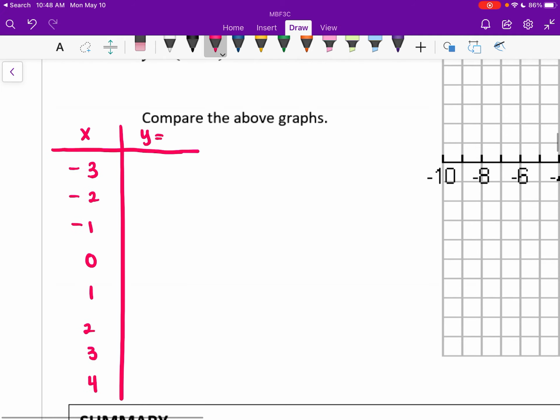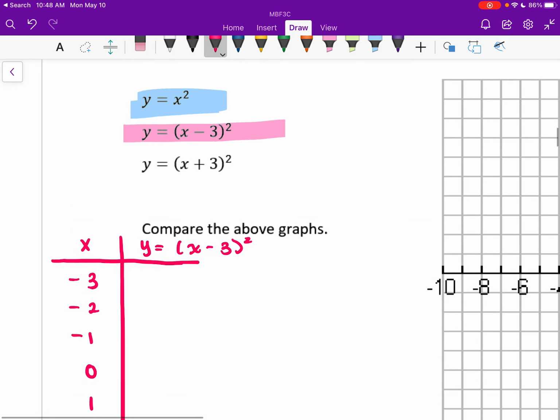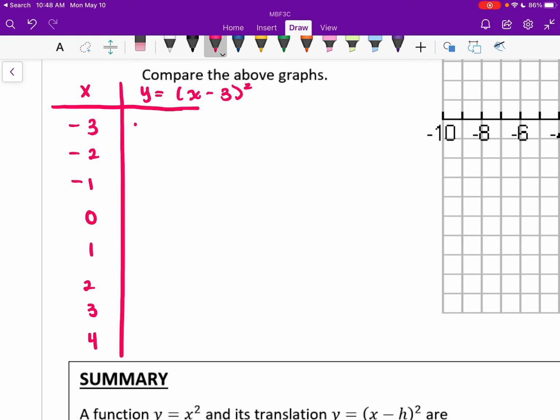And then y is equal to (x minus 3) squared, right? So let's do that. y is equal to -3 minus 3, squared, which is equal to... -3 minus 3 is just going to give me -6. Squaring that is going to give me 36, right?